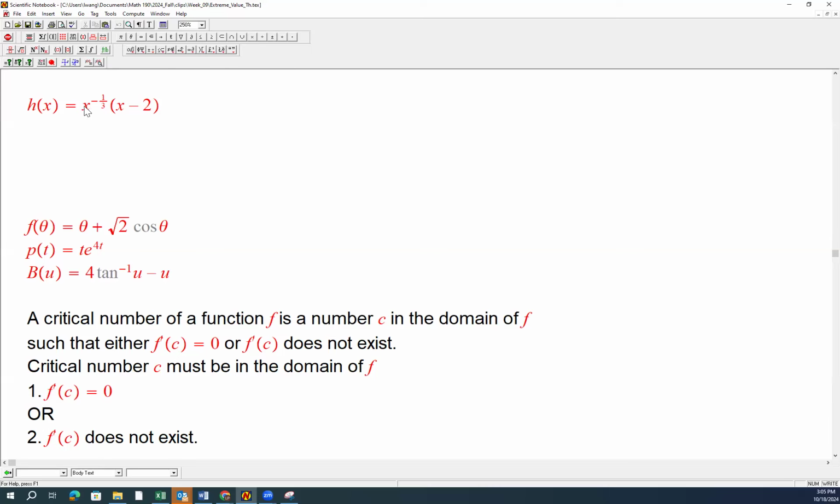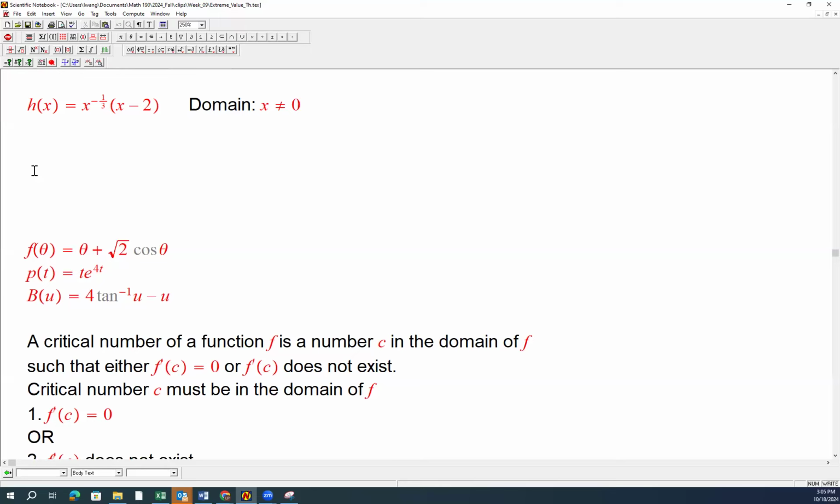You see, this is x raised to the power negative 1/3, so it's going to be in the denominator. So the domain is that x cannot be 0. And then we're going to take the derivative. You can either use the quotient rule or the product rule.